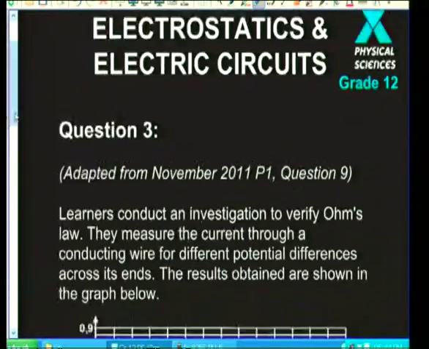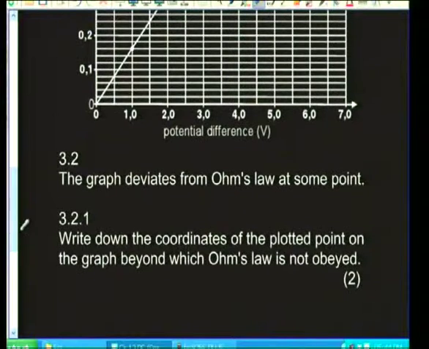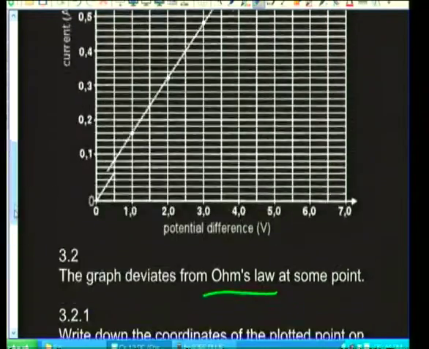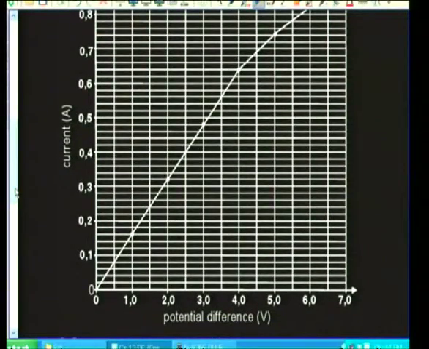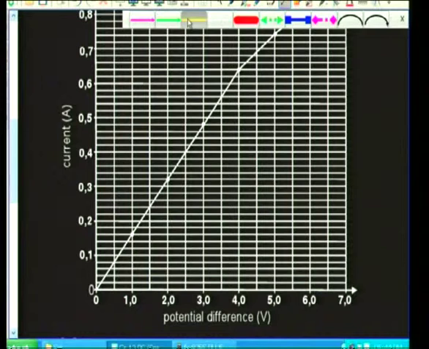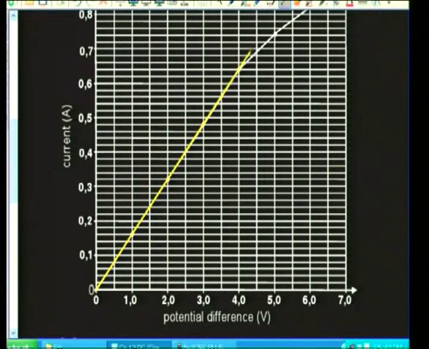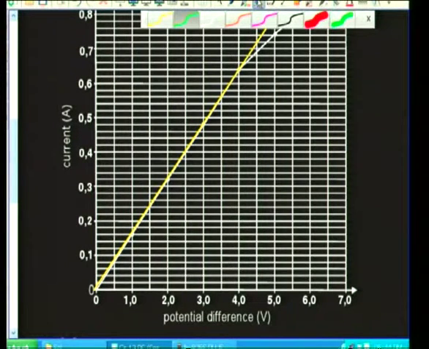Now, the next part of the question says, the graph deviates from Ohm's law at some point. Write down the coordinates of the plotted point on the graph beyond which Ohm's law is not obeyed. So if you take a look at the graph, you'll see that initially we've got a very definite straight line. Take a straight line over there, and you'll see that it continues in a straight line past that point. So if I just get it on top of my line there like that, you can see that there's a point of deviation. Deviation means where it's no longer going straight.